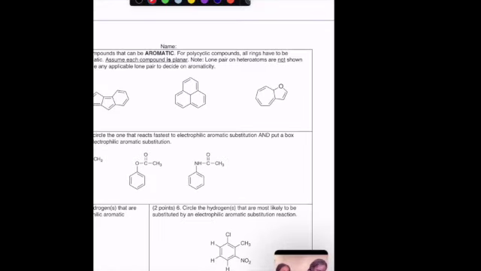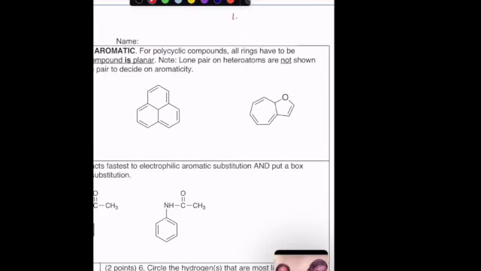So how do you do aromatic things? First, you look for a cyclic ring. Then you look for sp3 carbons. Then you draw on your lone pair. And then you do your Huckel number.